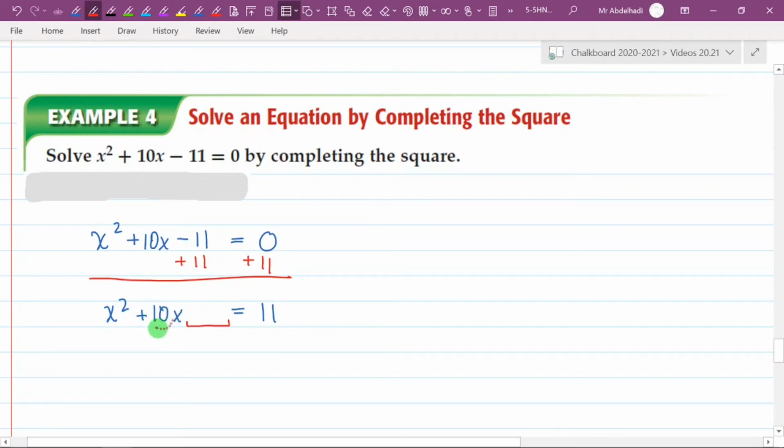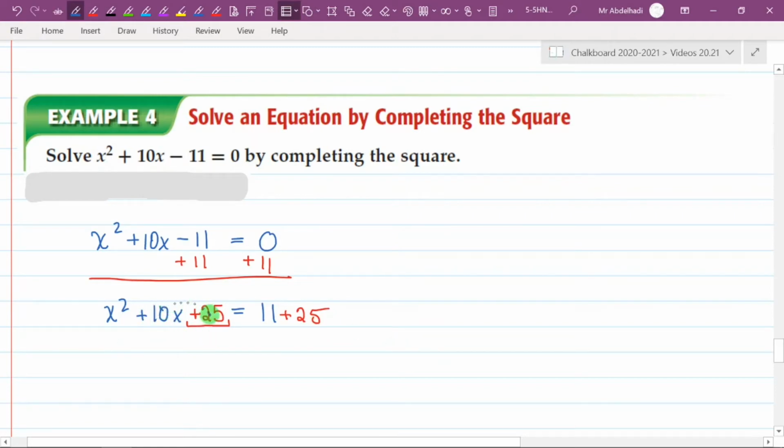We take this middle number, we cut it in half and square it, we get 25. So we want a 25 here, a positive 25, by the way. Since you're squaring something, it's always going to be positive. So we're going to add 25 right there. However, you can't add 25 to one side of an equation without also adding it to this side of the equation as well. Now you have a perfect square trinomial here.